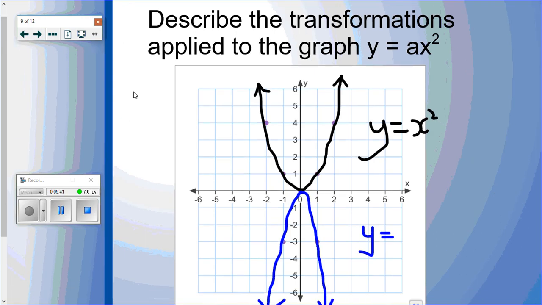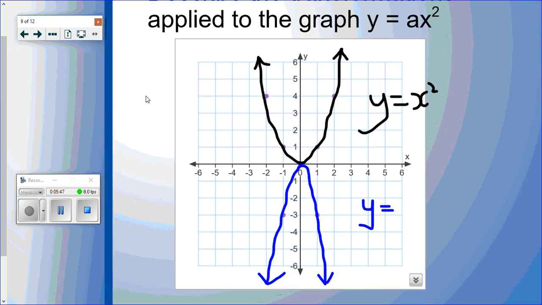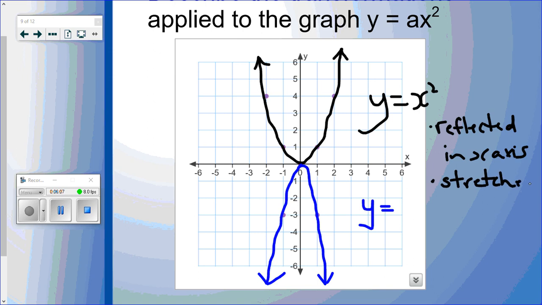So we're going to introduce you to a new part, and it's describing the transformations. In this case, there are two transformations. It is reflected, that's one. It's also stretched. And it's actually 3. And I know that because this is 1 and this is 3.